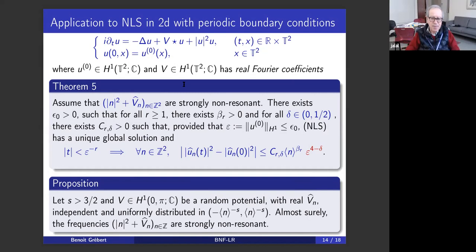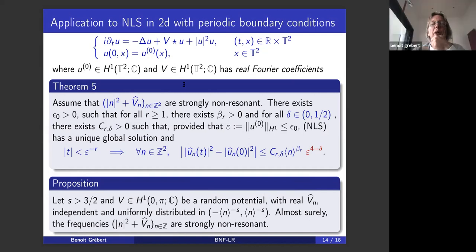Okay, so two words about the case of NLS in 2D. Of course, 2D is more difficult than 1D, we can expect that. We consider only the cubic NLS. Why only the cubic? Essentially because we need a global well-posedness result. So we have to consider cubic, and also the spectral problem is much more complicated in 2D than in 1D.